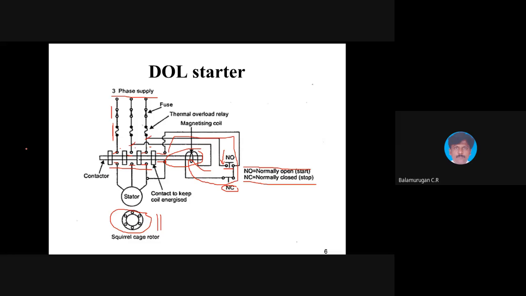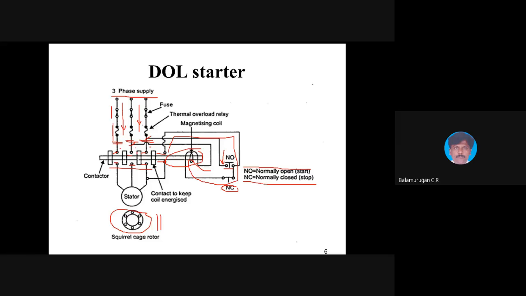Okay. So if you try to overload this machine, what will happen here? I have already told you there is a need for protection against single phasing. So here, in all the phases, we have a thermal overload relay. If you apply a mechanical load on the machine, what will happen? The excess current will be taken from the supply in all the phases due to the overload.